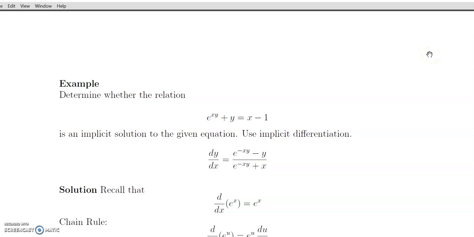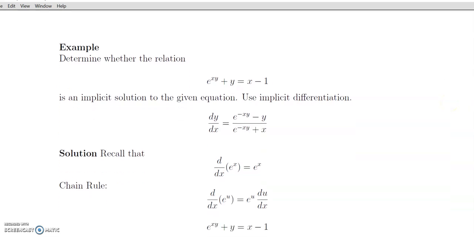Let's look at the following example. Determine whether the relation e^(xy) + y = x - 1 is an implicit solution to the given equation, dy/dx = (e^(-xy) - y)/(e^(-xy) + x), and use the process of implicit differentiation.